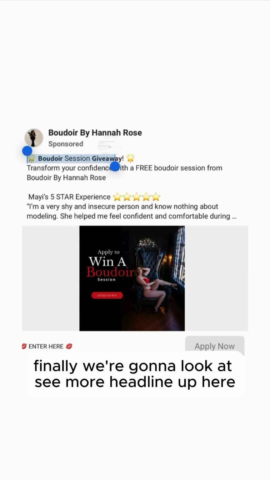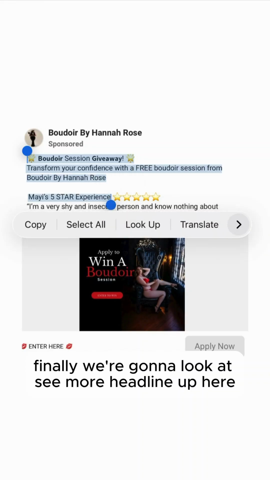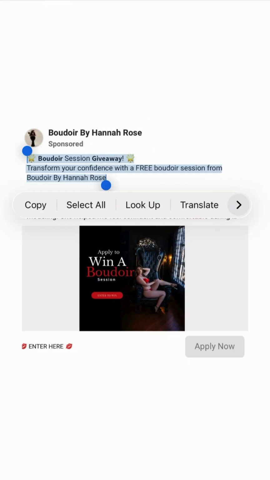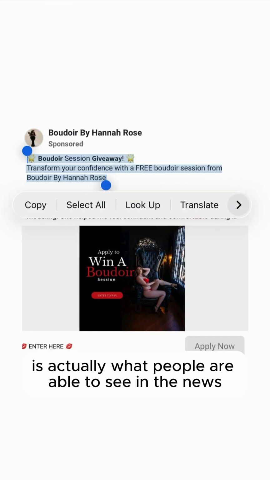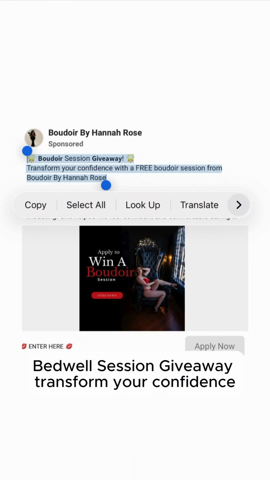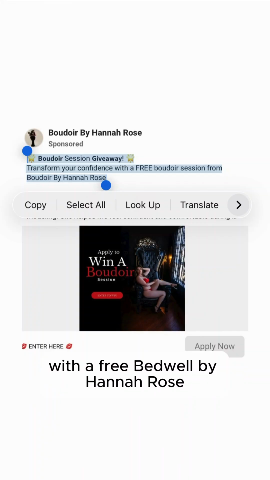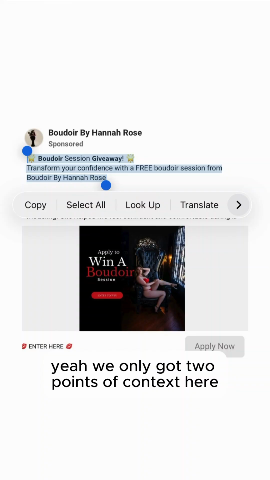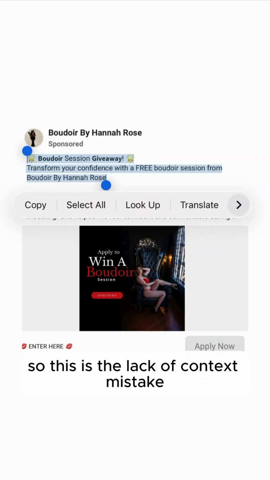Finally, we're going to look at the see more headline up here. First 2 3/4 lines, Facebook newsfeed mobile. This is actually what people are able to see in the newsfeed before they click in to read more. Boudoir session giveaway, transform your confidence with a free Boudoir by Hannah Rose. Okay, so we only got 2 points of context here, so this is the lack of context mistake.